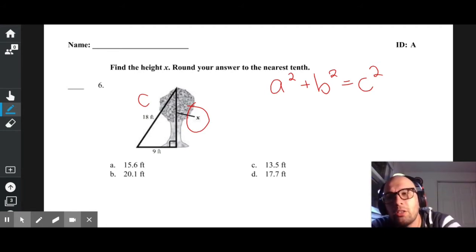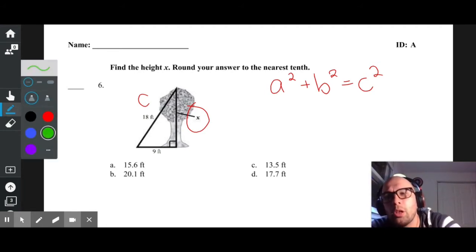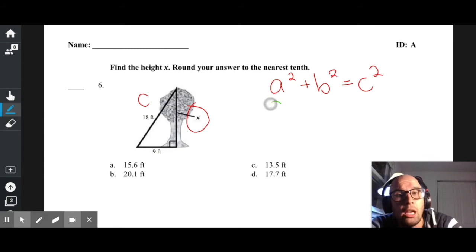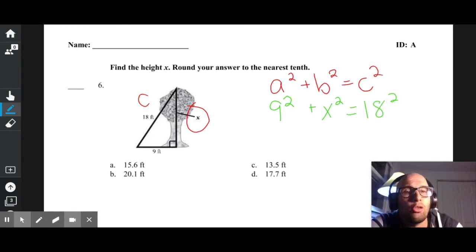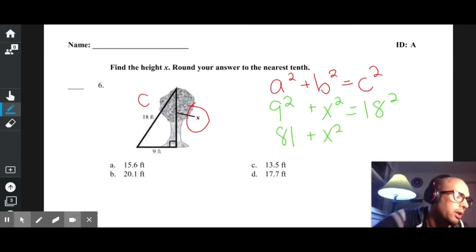So when I plug stuff in to that formula over there, 9 could be A, so 9 squared plus x squared. And then, like I said, I know what C is. C is 18. 18 squared. Okay? 9 squared is 81, plus x squared equals 18 squared.